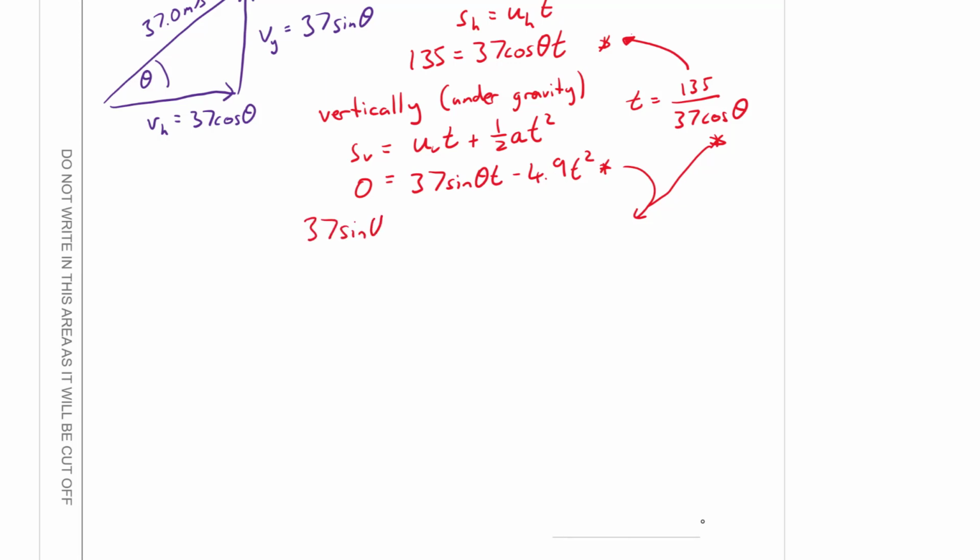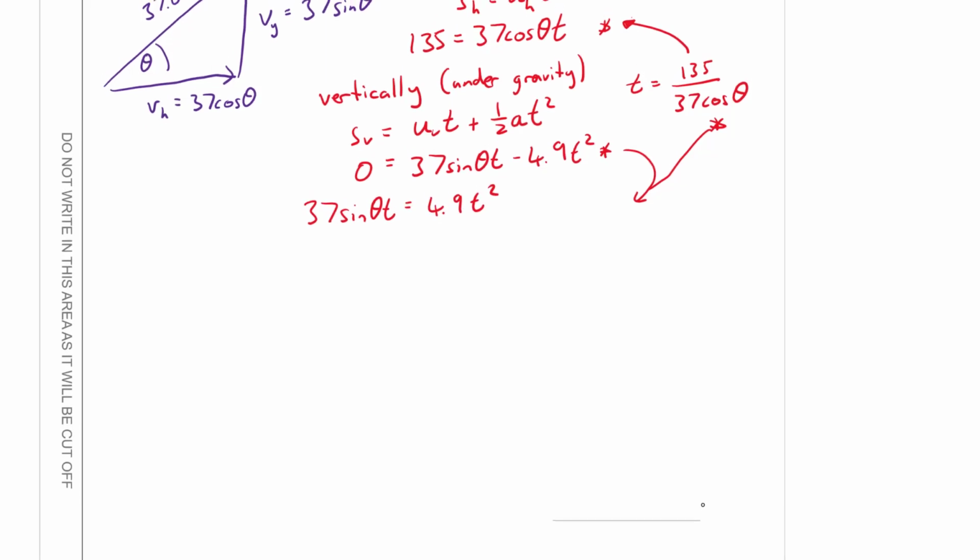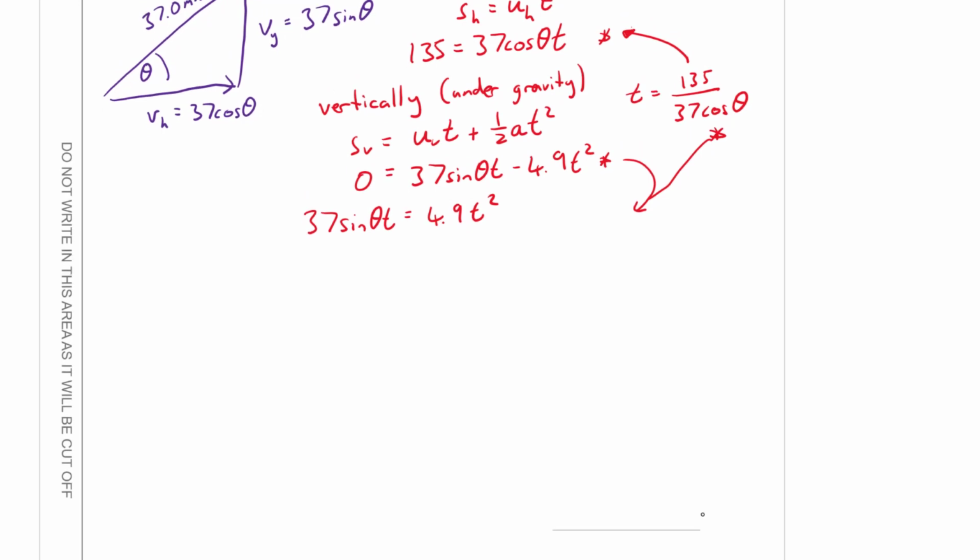So I'm going to have 37 sine theta t equal to 4.9 t squared. So that's the first step. Now I'm going to start substituting in those values. So I end up with 37 sine theta. Now instead of t, I'm going to put in 135 over 37 cos theta, and that's going to be equal to 4.9. Instead of t squared, I'm going to put 135 over 37 cos theta.